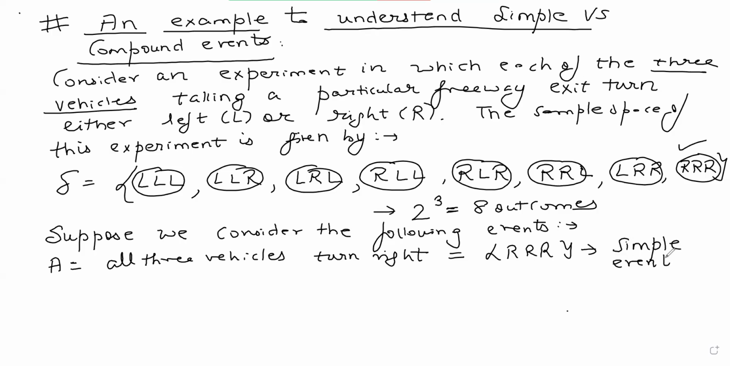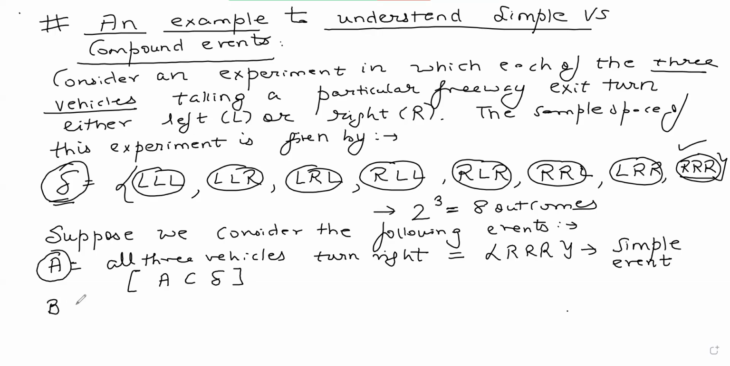Why is it a simple event? Because it contains only one outcome, RRR, from the sample space, where all three vehicles turn right. And you can clearly see event A is a subset of the sample space. That means if the sample space occurs, A will occur for sure. I can write in the bracket, A is a subset. This is the symbol we use. A is a subset of the sample space.